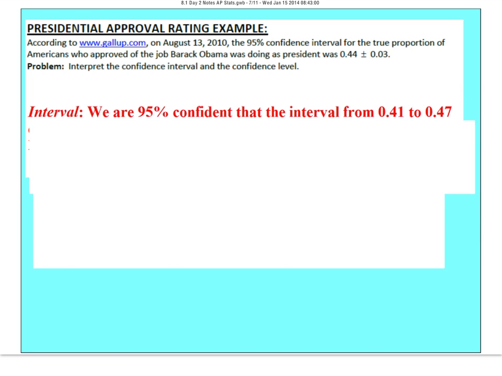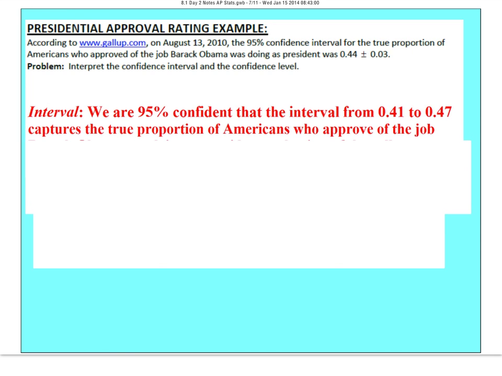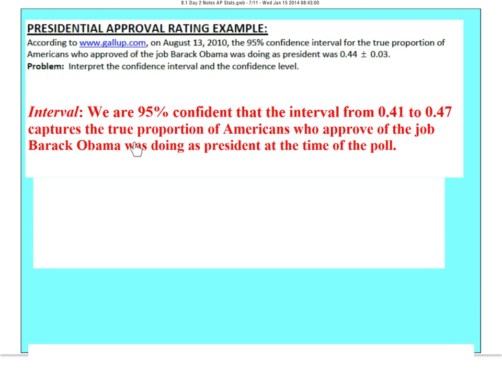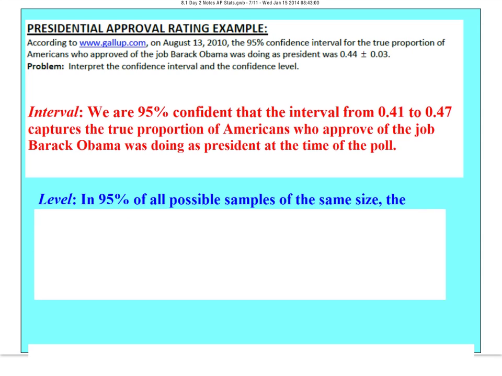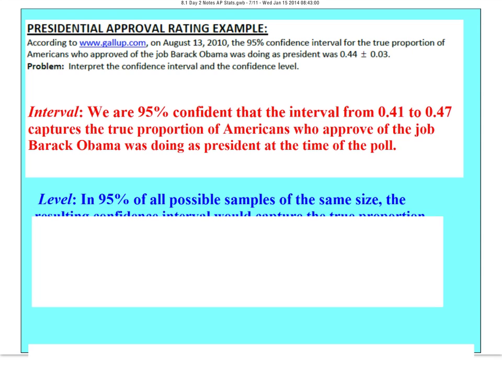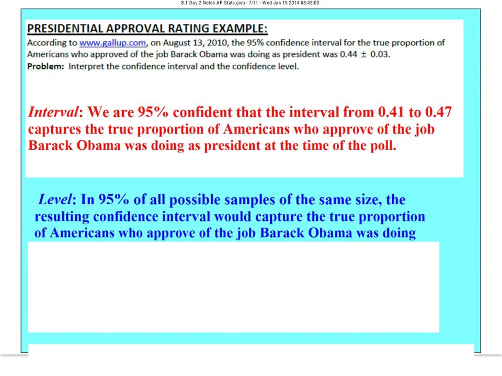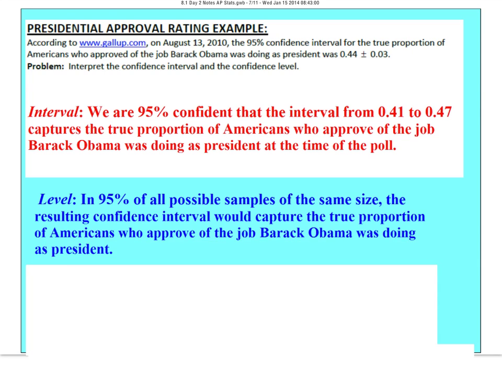In this case, for the confidence interval, we would say we are 95% confident that the interval from 41 to 47, then subtract the margin of error and add the margin of error, captures the true proportion of Americans who approve of the job Barack Obama was doing as president at the time of the poll. This confidence interval is stated in context, which is what you'll want to do. On the flip side, for the confidence level, we would say that in 95% of all possible samples of the same size, the resulting confidence interval would capture the true proportion of Americans who approve of the job Barack Obama was doing as president.